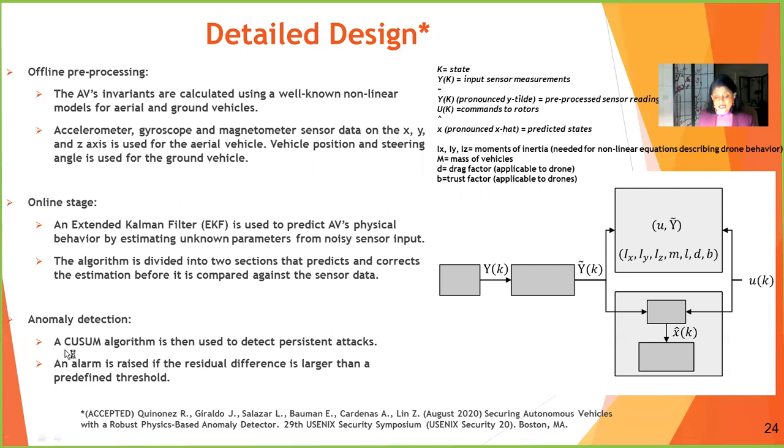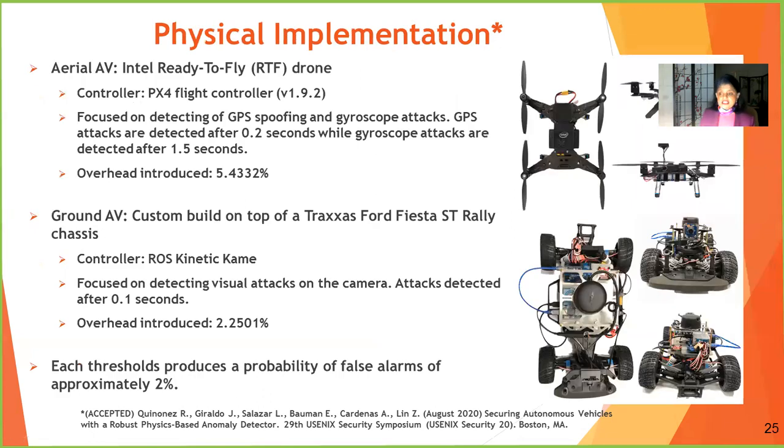For anomaly detection, we use an algorithm called CUSUM, C-U-S-U-M, a statistical algorithm used to detect persistent attacks. An alarm is raised if the residual difference is larger than the predefined threshold. So these are very traditional methods, Kalman filters, but the challenge for us is modeling the physics-based properties. Okay, Internet of Transportation. Fine.